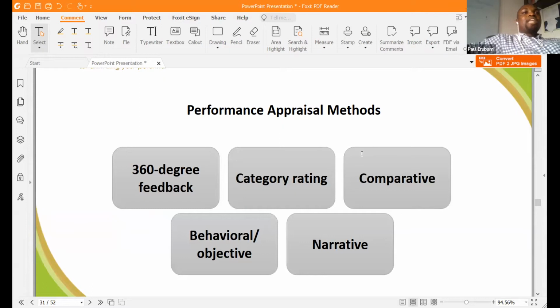So basically, when we are talking about performance appraisal method, basically we have about 5 of them, and different organizations use different of these methods based on their needs.